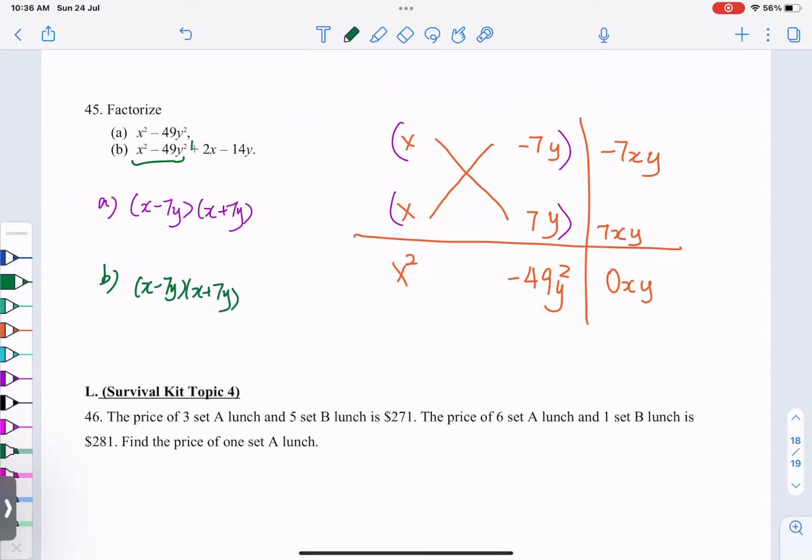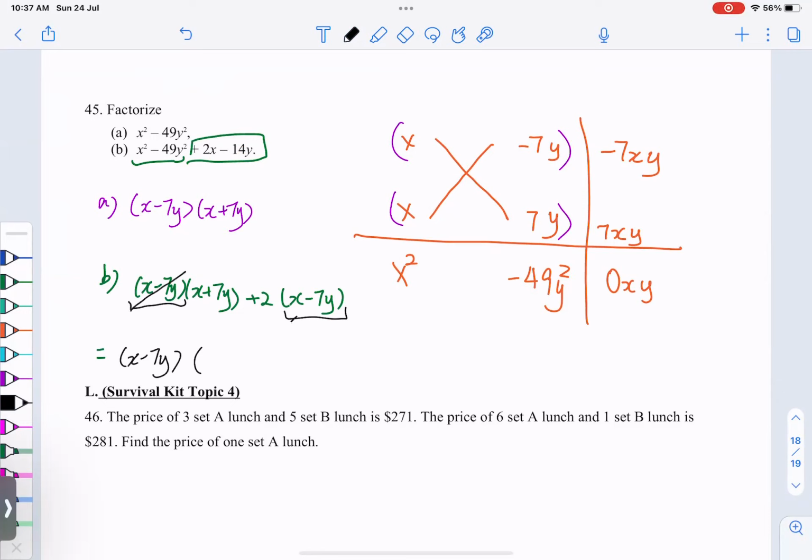How about the other one? Anything common? Yes, 2, because both of them can be divided by 2. Right? You guys can follow by now. Anything common? Yay, x minus 7y. So this is done, this is done. What is left? This.